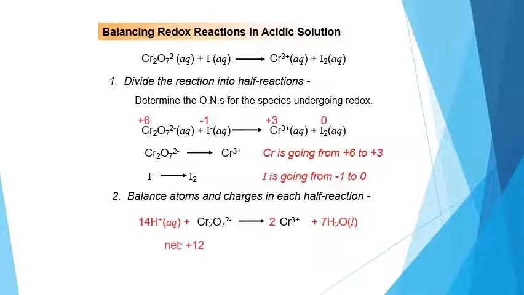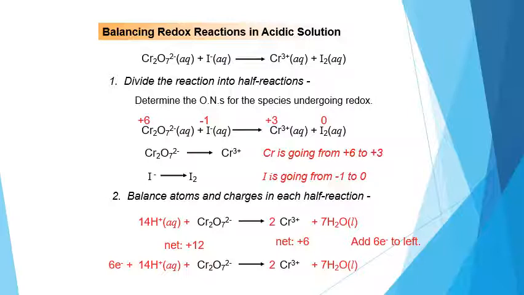So if we continue, the net charge here is equal to positive 12, since we have a positive 6 charge in each chromium, and we have a charge here of the chromium which is equal to positive 6, since we have 2 chromium times positive 3, which is equal to positive 6. So we add 6 electrons to the left.